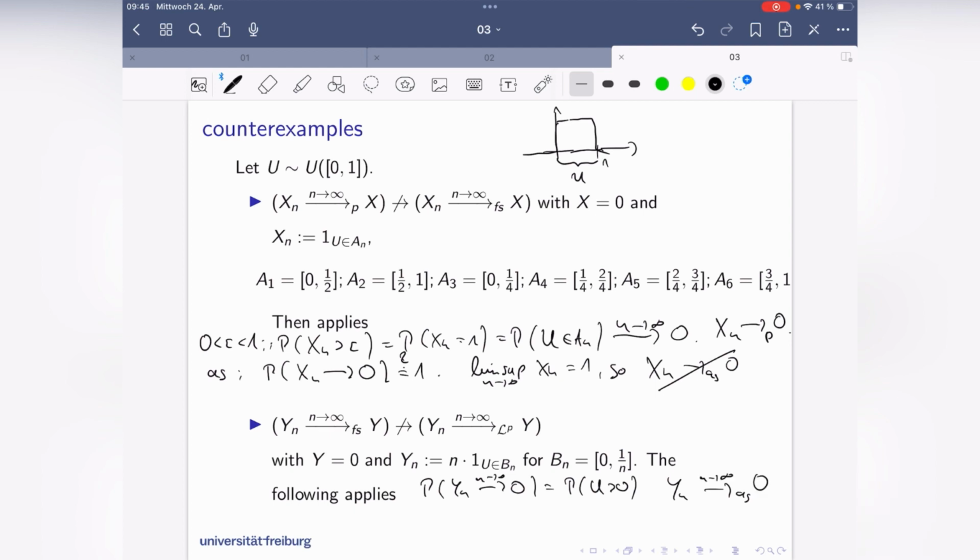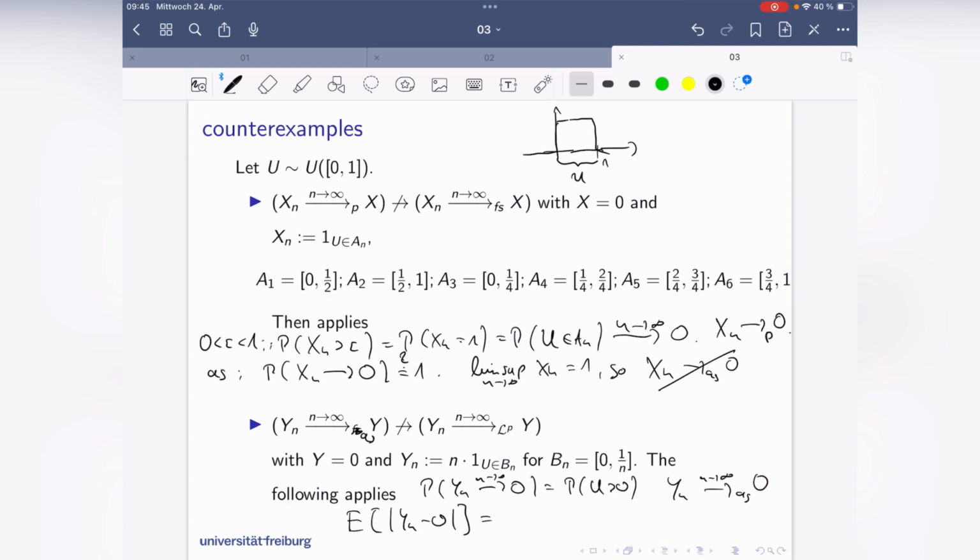But does it also converge in Lp? And the answer is no. Because this here would have to converge to 0. And let's take p equal to 1.